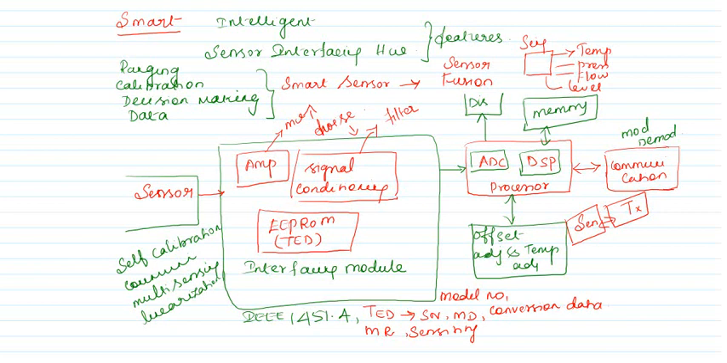So the main thing is your block diagram. You have a sensor part, amplification, signal conditioning, EEPROM, ADC, DSP processor, communication. And the smart sensor has advantages, that is self-calibration, communication, multi-sensing and linearization. Not only that, you have ranging, calibration, decision making and the data all together in a single unit. That is what we call a smart sensor.